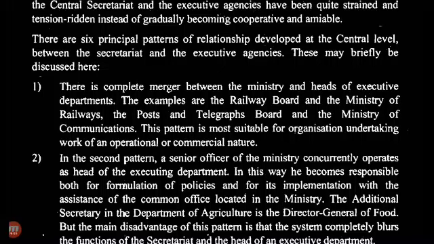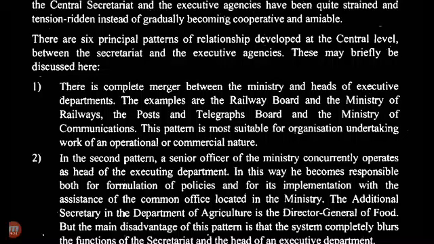Number 1. There is complete merger between the ministry and the heads of executive departments. The examples are the Railway Board and the Ministry of Railway, the Posts and Telegraphs Boards and the Ministry of Communications. This pattern is most suitable for organization undertaking work of an operational or commercial nature.